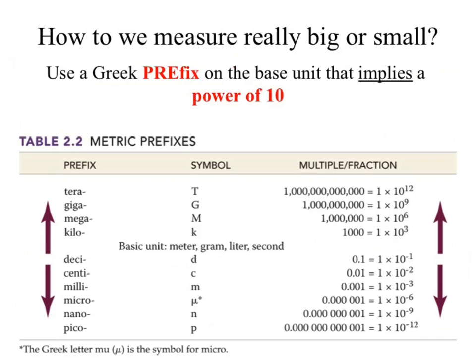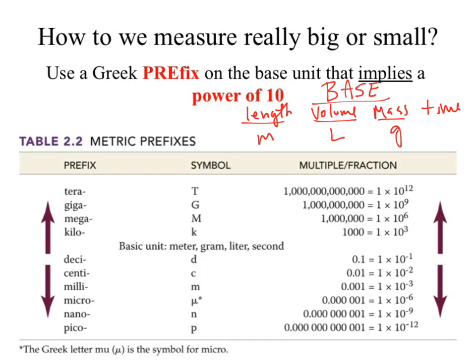When we start measuring really big or really small numbers, we looked at our base units for measurements. What do we have? I know it's definitely not on this slide, but let's see if we can come up with them. Our base units, what do we have for length? What do we have for volume? Mass? Time? Time's a little bit trickier, but typically we're looking at seconds.